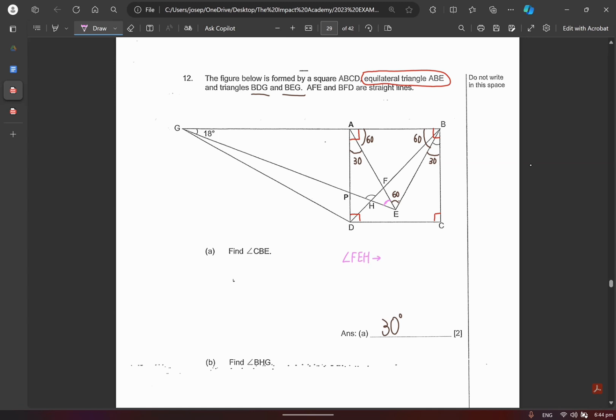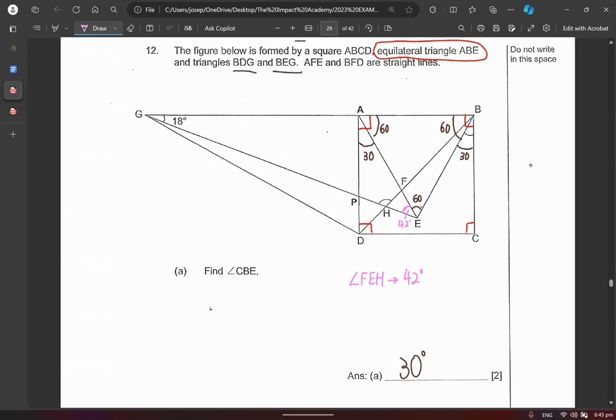Okay, you all have to of course note down. When I split it in half, that'll be 45 degrees. Can you see 42 degrees? 180 minus 60 minus 18 over here. You get 42. Can? Yes.